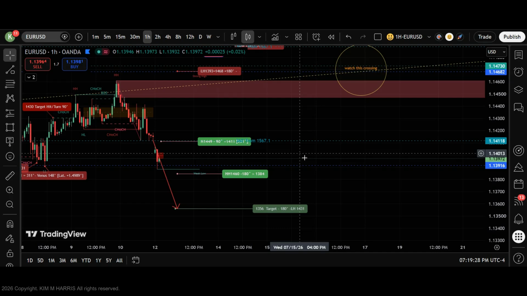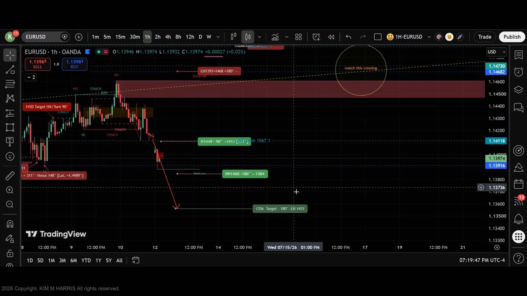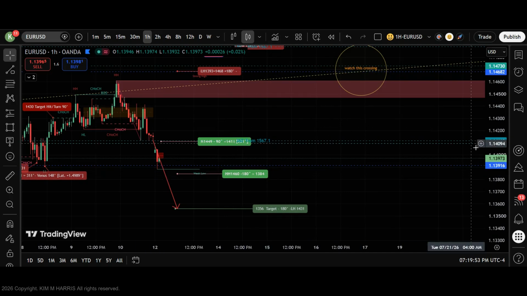I wanted to do a follow-up real quick. After I watched that second candle come in, I redid some calculations. So it looks like from this higher high, I did a square, not on the range, but I did a square on the higher high. And I came up with this 1384 target. And that's 180 degrees away from the higher high.